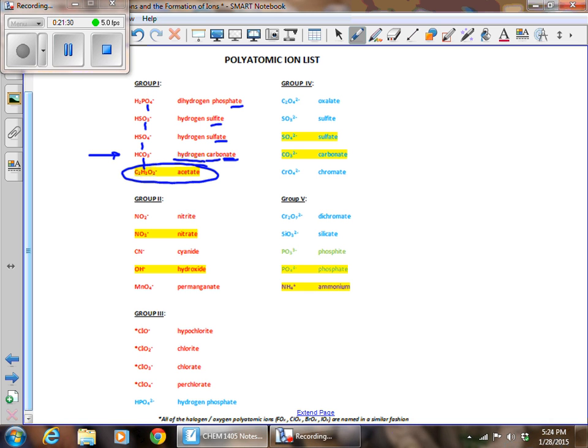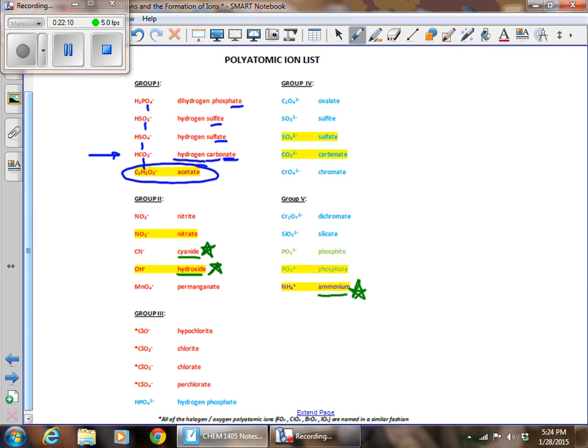Now, some of them don't end in ate or ite, and you have to watch for those. The 3 that we have to watch for on this list are cyanide, ammonium, and hydroxide, which is right here, right below cyanide. So those 3 don't end in ate or ite. If you're not careful, you'll miss those when we're trying to write formulas or name compounds. So watch for those 3. But anytime you have any of the ates or ites or something that has more than one atom, this is the list you're going to go to.